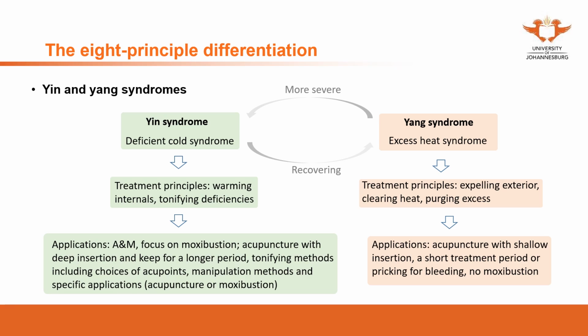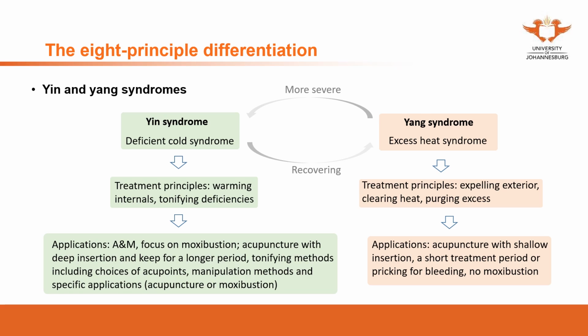In a yang syndrome, the treatment principle will be expelling the exterior, clearing the heat, purging the excess, or alleviating the excess. We can use acupuncture with shallow insertion. We keep it for a shorter period, or prick for bleeding. We don't use moxibustion in a yang syndrome. So these are the yin and yang syndromes.